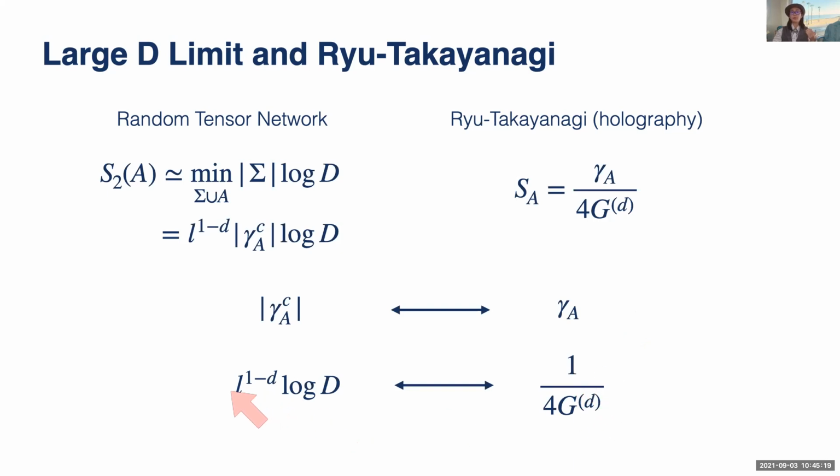And also L to the 1 minus D log D, it's just a constant. So it's much like Newton's constant, which serves as the similarity. And that concludes our verification of the Ryu-Takayanagi formula using random tensor network.